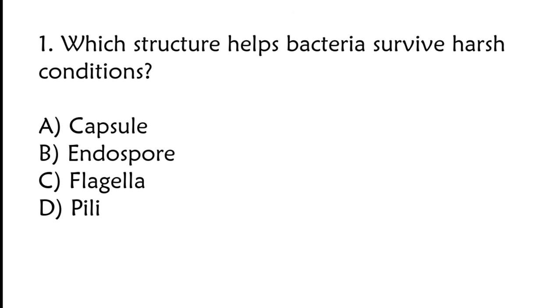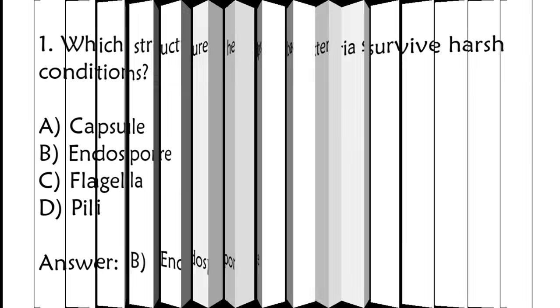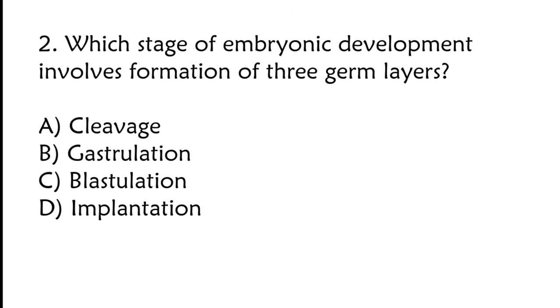Which structure helps bacteria survive harsh conditions? Correct answer is endospore. Which stage of embryonic development involves formation of 3 germ layers? Correct answer is gastrulation.